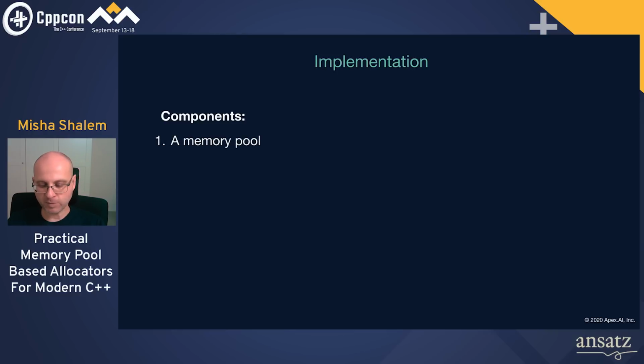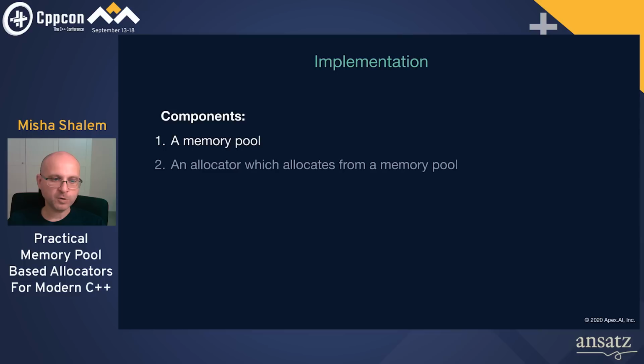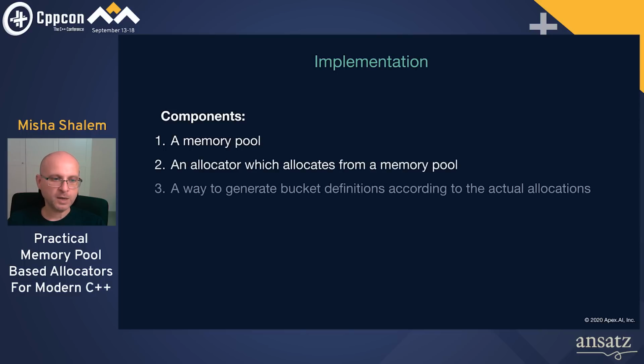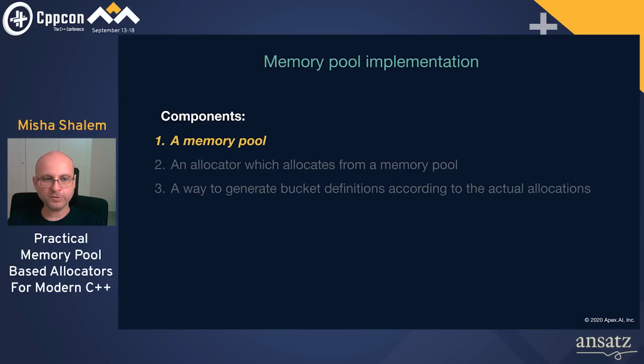We are going to create a memory pool itself. We are going to create an allocator which allocates from this memory pool. And we are going to define a way to generate bucket definitions with block sizes, according to the actual allocations an allocator does, even if it's some hidden type, like in the list example. So first of all, the memory pool.